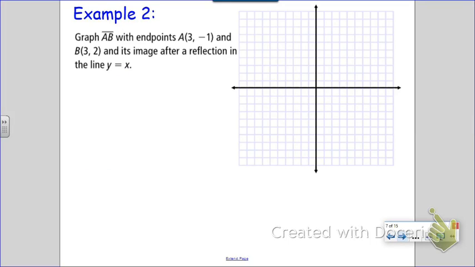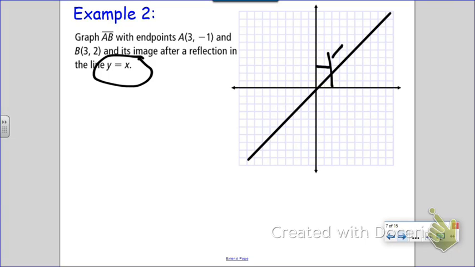Graph segment AB with endpoints A at 3, negative 1, and B at 3, 2, and its image after a reflection in the line y equals x. Y equals x is a main diagonal line that will go through the graph. We'll see that on the next slide with the same idea of the segment.